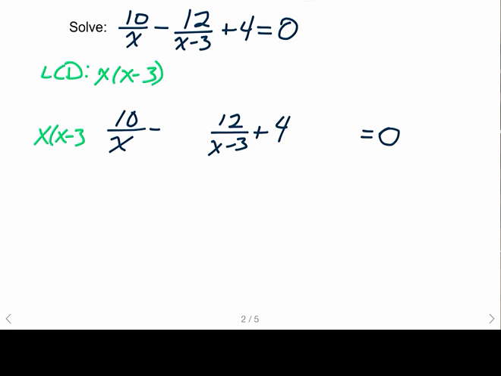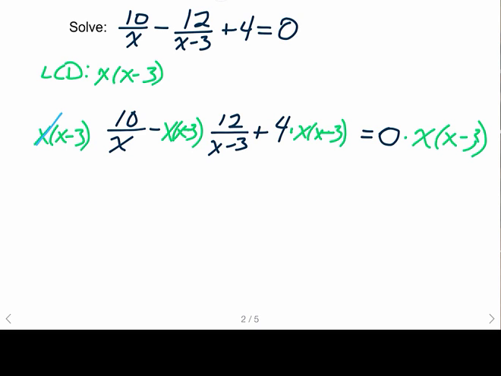And so here we have x times x minus 3 times the factor of 10 over x, minus x times x minus 3 times 12 over x minus 3, plus 4 times x minus 3. And then on the right hand side, I know it's 0, but it's just good form. We are multiplying both sides. It's not going to change that it's 0, but like I said, good form.